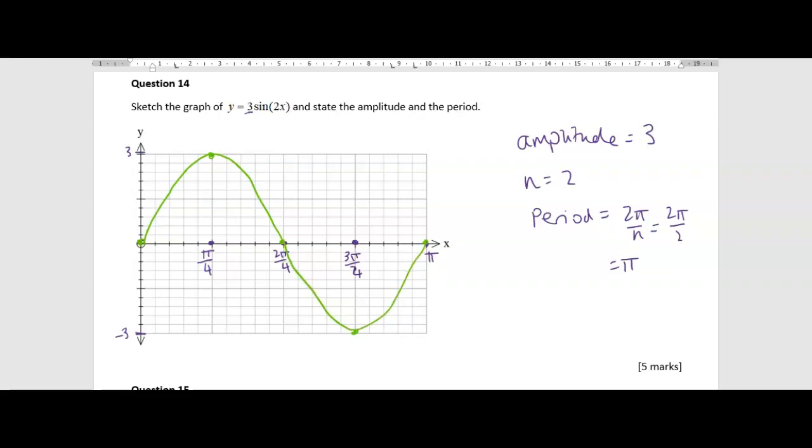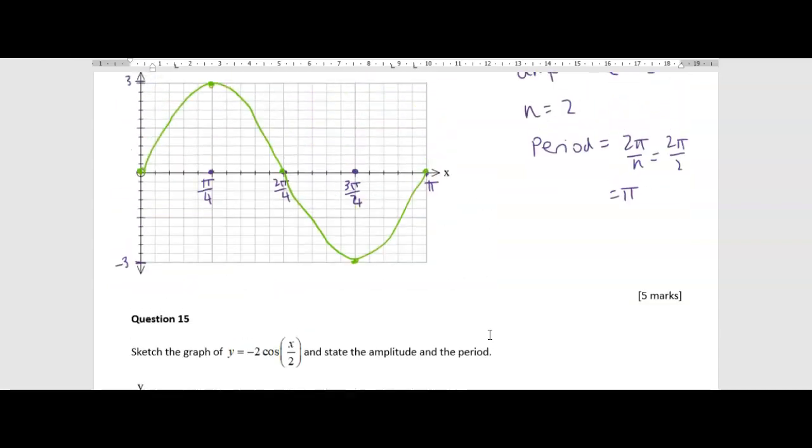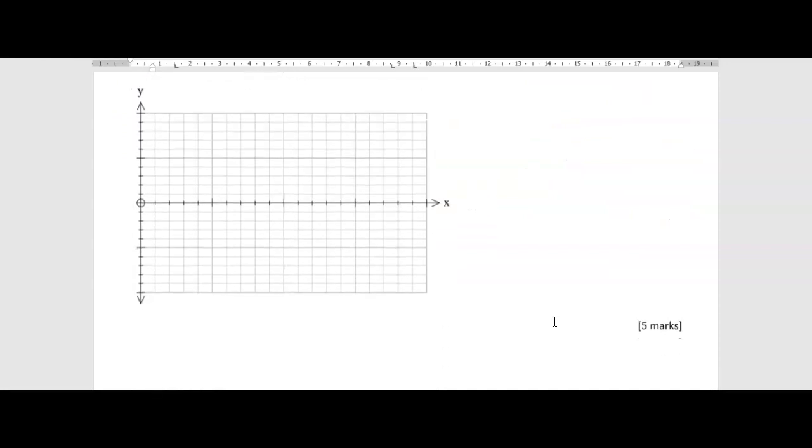Now, I was chatting to someone the other day. As long as you can do that basic graph, you're fine now for majority of sine and cosine graphs. So next year, you're looking at moving your graph up, down, left, right. But as long as you understand the amplitude and period, you draw your basic graph, and then you either shift it up or down, left or right. Okay. Now, that was worth 5 marks. It's a lot of marks, isn't it?